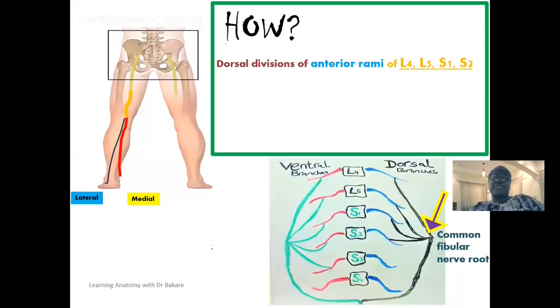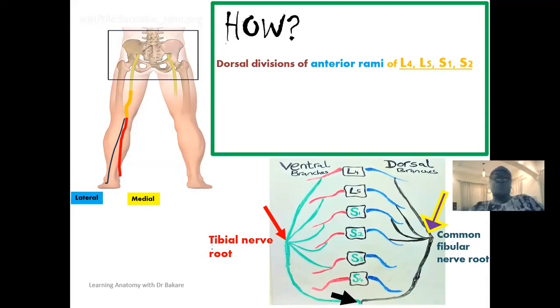The root of the common fibular nerve will be seen to unite with the root of the tibial nerve. And at this other side here is where we have the ventral divisions. The tibial nerve is seen to emerge from the ventral divisions of the anterior rami of L4, L5, S1, S2, and also S3. And at this point here is where we have the emergence of the root of the tibial nerve. So you see that these two roots, the root of the common fibular nerve and the root of the tibial nerve, will unite at this point that is highlighted here in black to form the sciatic nerve. This sciatic nerve, they merge within the pelvic cavity.